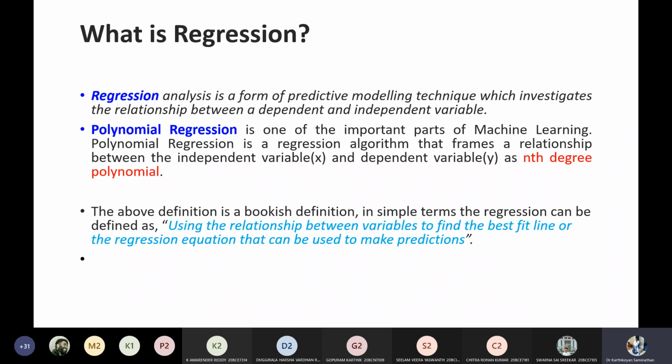So when you say regression, it's mainly a predictive modeling technique, right? We used to call it prediction. We are doing a prediction. We have come across many examples with respect to regression, so I don't want to go much into that.